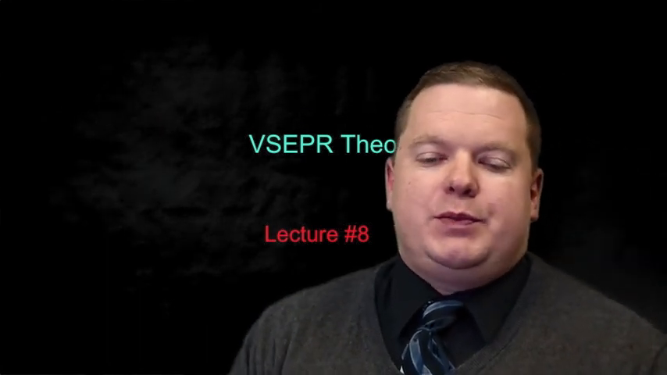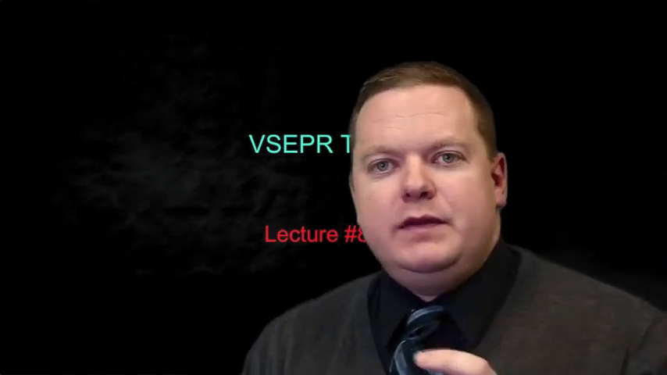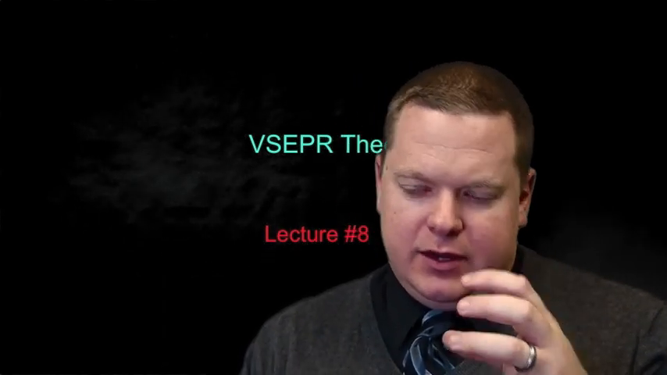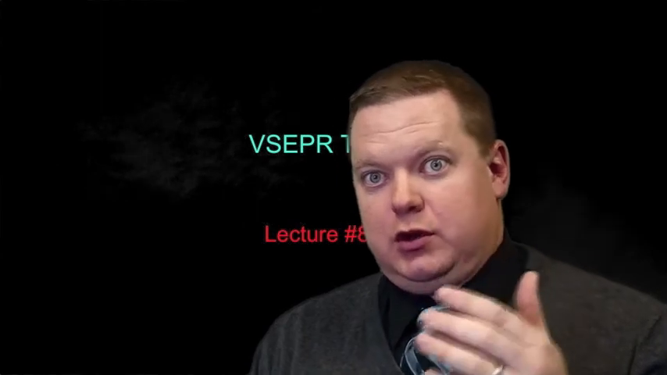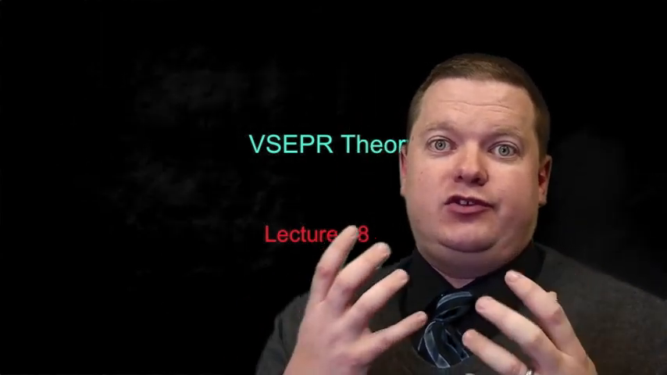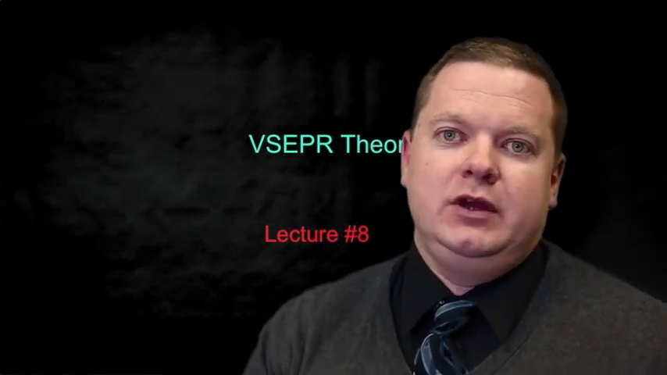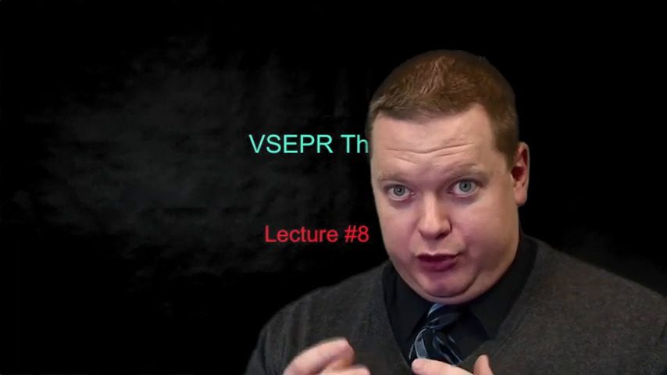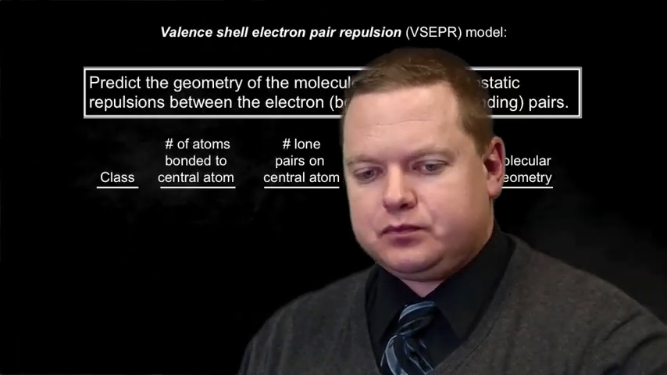Lecture number 8, VSEPR Theory. So we're going to expand on this idea of Lewis structures, and we're going to start taking what we call in the Lewis structure a two-dimensional representation and start extrapolating that into this 3-dimensional space. And the way we're going to use that is this valence shell electron repulsion theory, or VSEPR theory.